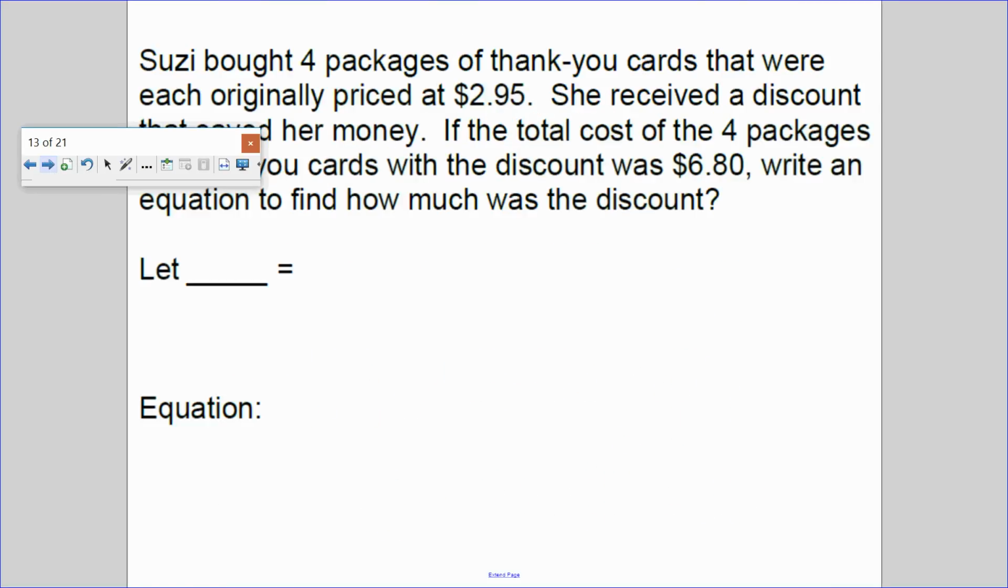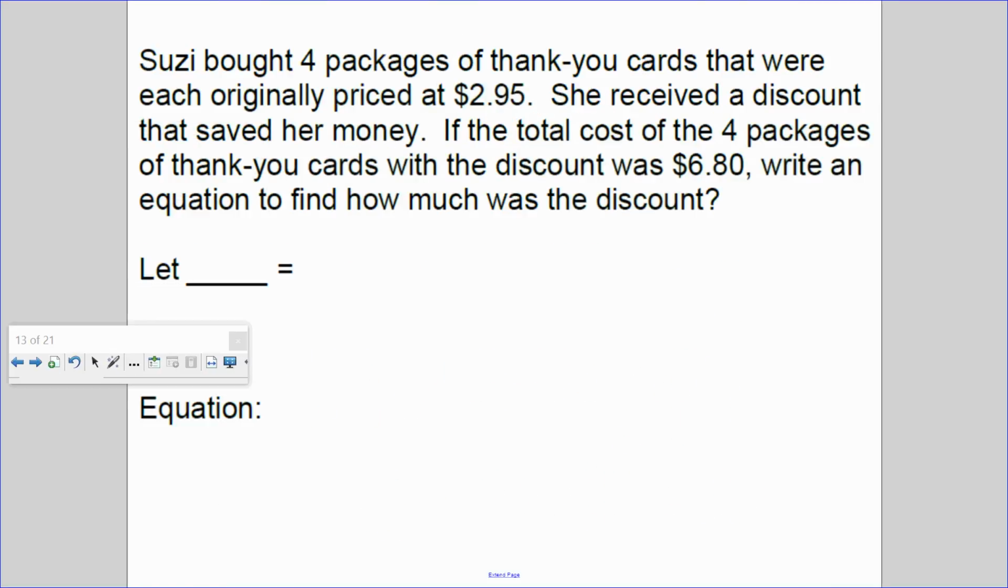And next one. Susie bought 4 packages of thank you cards that were each originally priced at $2.95. She received a discount that saved her money. If the total cost of the 4 packages of thank you cards with the discount was $6.80, write an equation on how much the discount was. So I don't even know what the discount is.